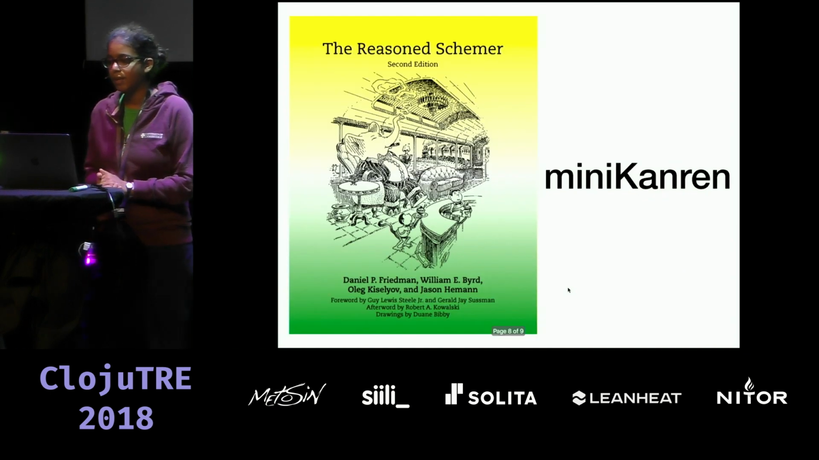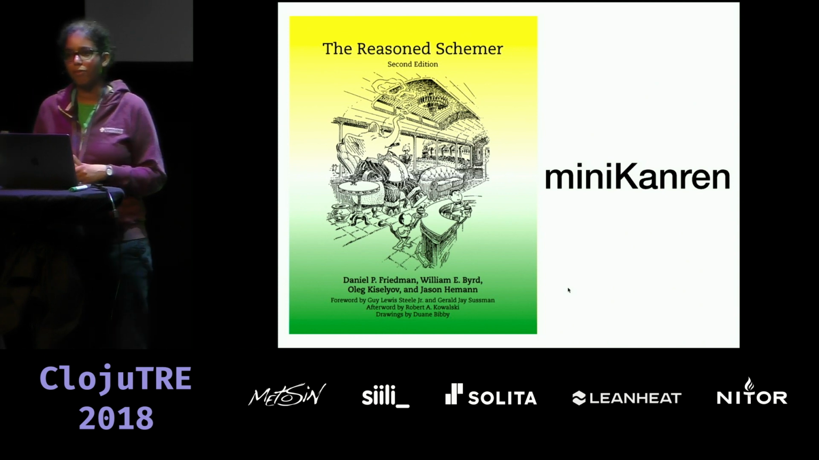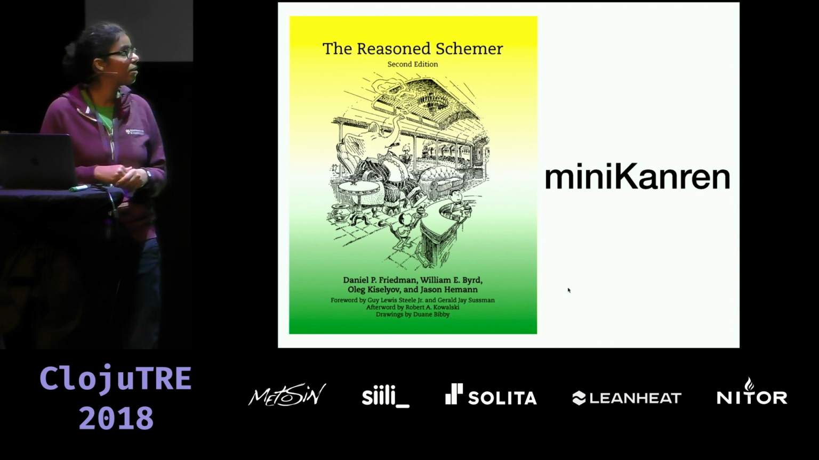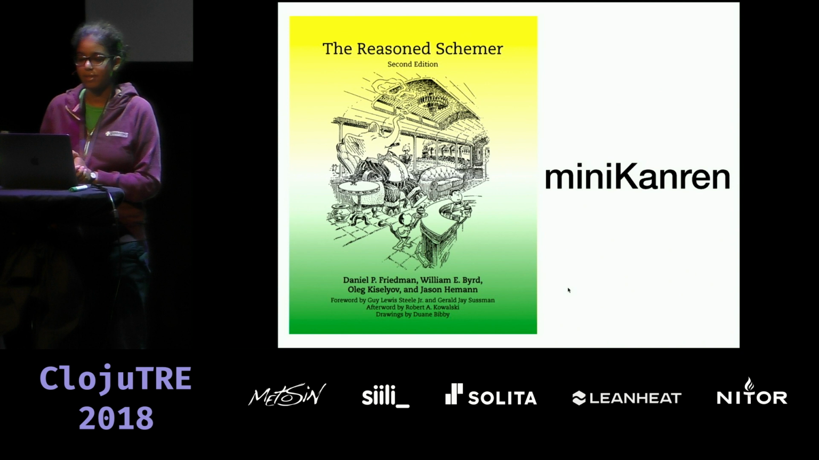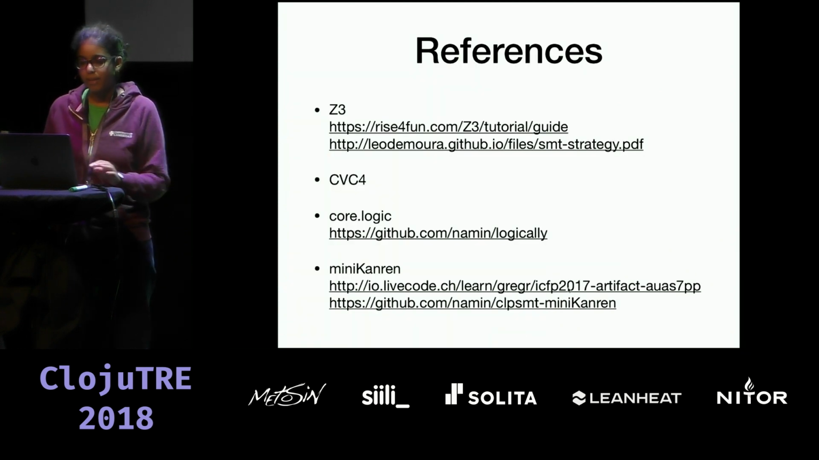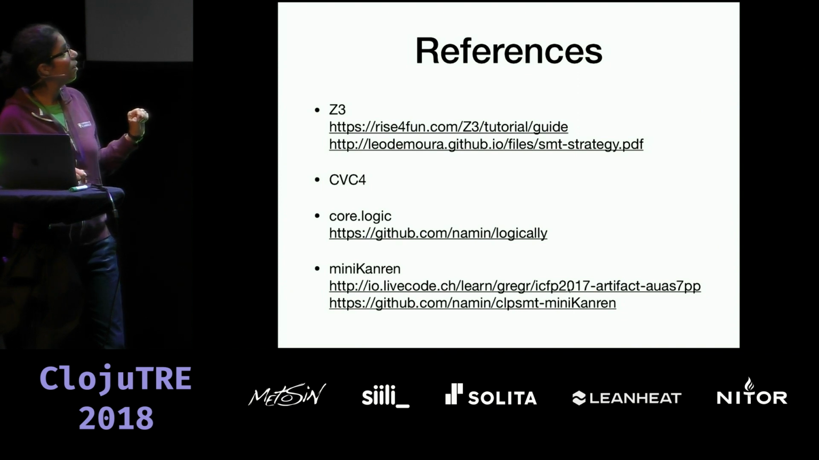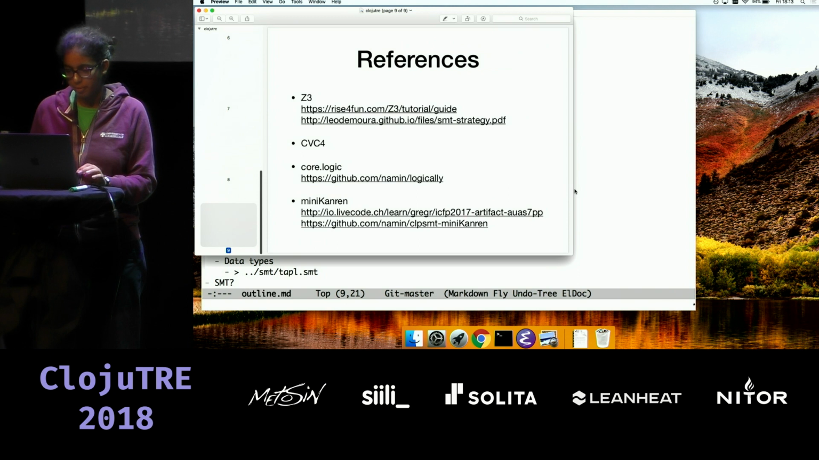And then all our work was actually done in miniKanren, which recently has been at the forefront of relational programming, more so than Clojure. And there's even the second edition of The Reasoned Schemer that came out this year. OK, and I'll come back to these references at the end. Let us jump to code now.